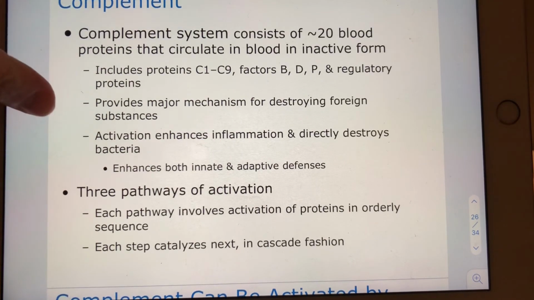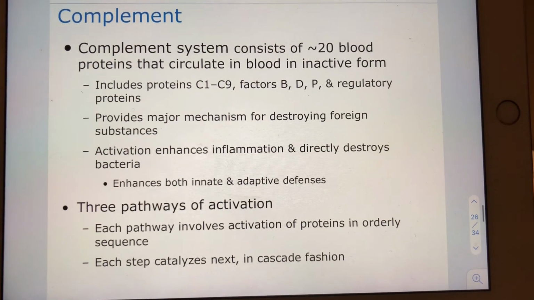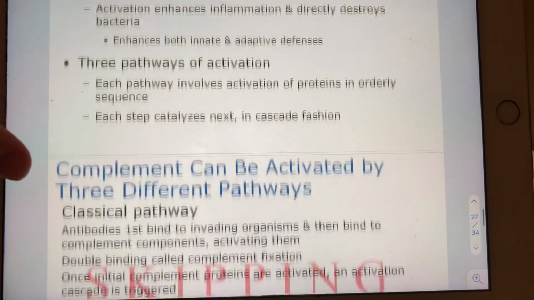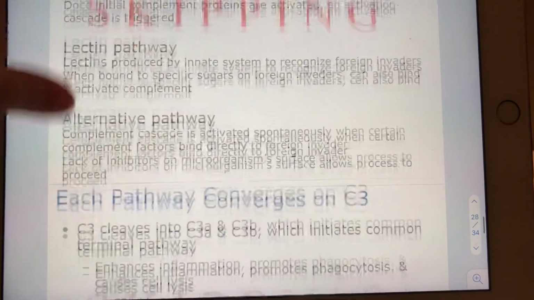Complement is so interesting. The complement system is actually comprised of many, many different proteins that work together. However, this quarter, we're going to really simplify this. I'm going to scooch along. Slides 28 and 29, we're going to skip this quarter.